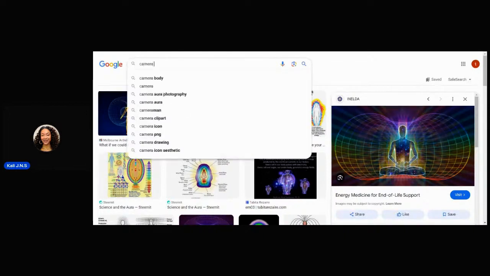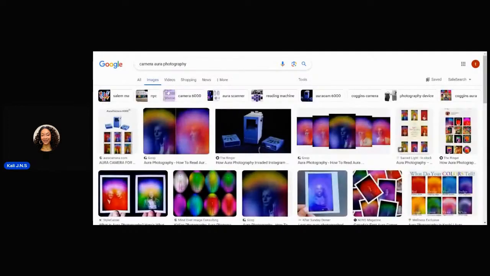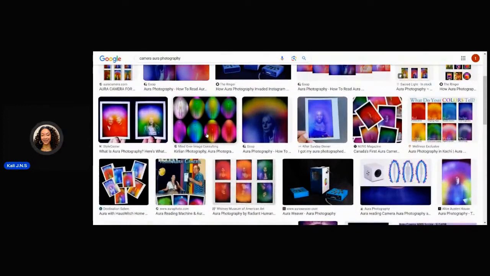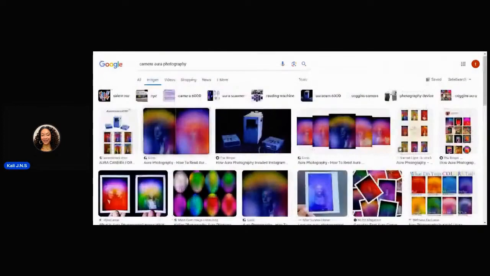It's just trying to camera. Is it camera aura photography? This is a little low level for what I'm talking about.